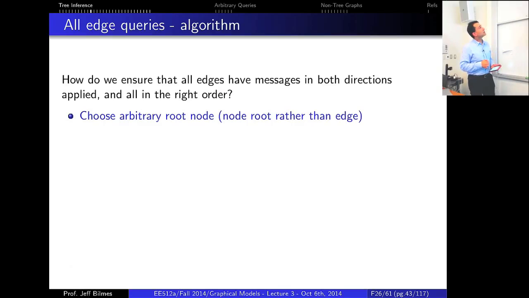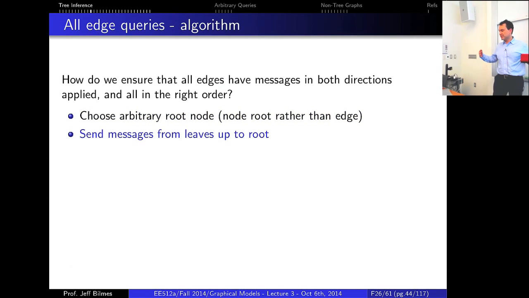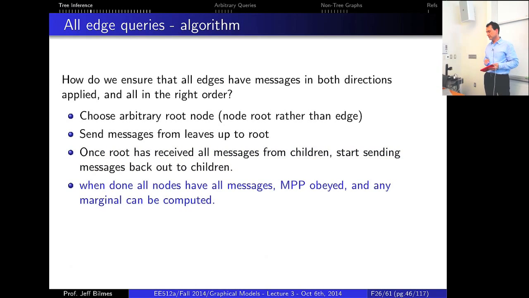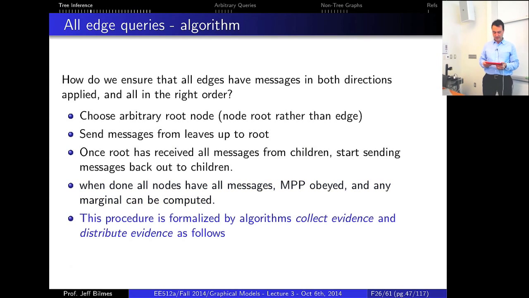And so here's what we could do. We could choose an arbitrary root node. So now we're rooting at the node. We send messages from the leaves up into the root. And once the root has received all messages from the children, we start sending it back down to the children. So it's kind of like an in-order search. Or I should say, sorry, this is really officially a post-order search. When done, the claim is that if we abide by this protocol, then the message passing protocol will have been obeyed as well, and any marginal can be computed.